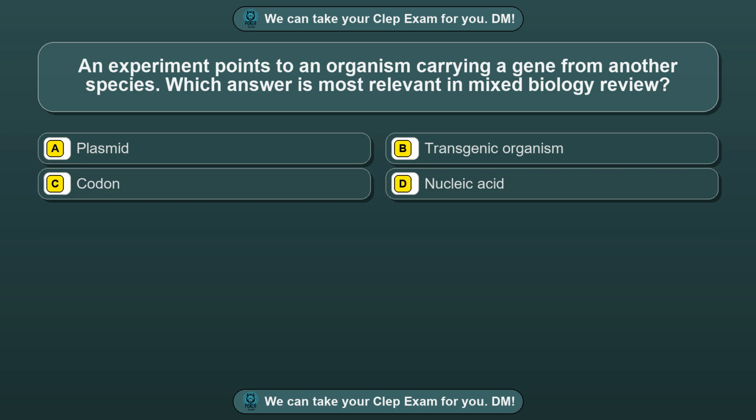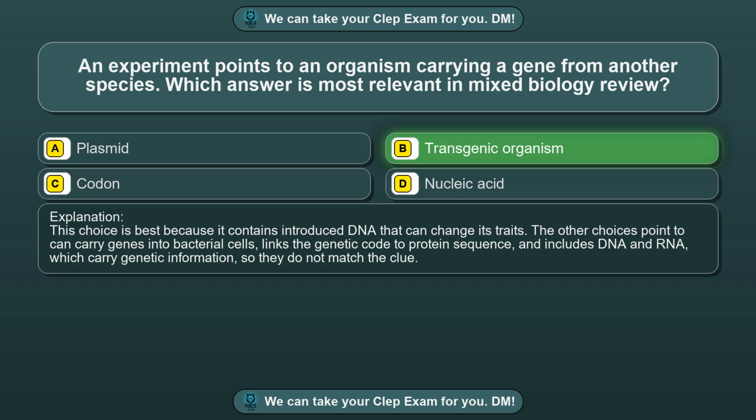Question 27. An experiment points to an organism carrying a gene from another species. Which answer is most relevant in mixed biology review? Option A, plasmid. Option B, transgenic organism. Option C, codon. Option D, nucleic acid. The correct answer is option B, transgenic organism. This choice is best because it contains introduced DNA that can change its traits. The other choices point to something that can carry genes into bacterial cells, something that links the genetic code to protein sequence, and something that includes DNA and RNA, which carry genetic information, so they do not match the clue.